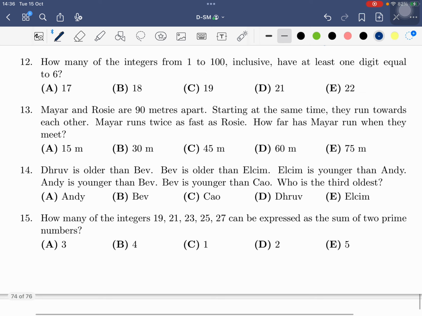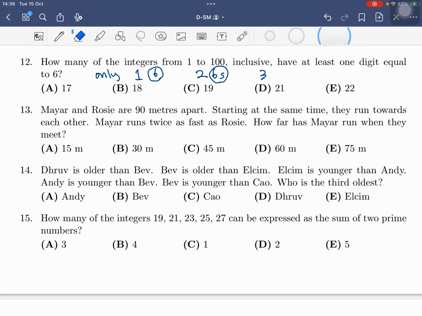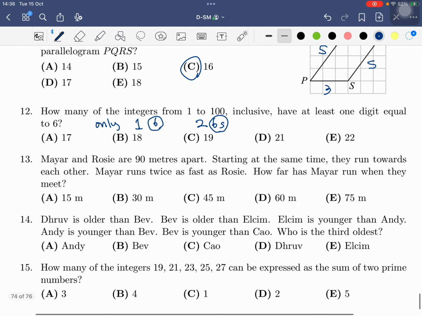How many of the integers from 1 to 100 inclusive have at least one digit equal to 6? Then we can think of numbers with only one 6, or two 6s, or three 6s. We cannot have any with three 6s. With two 6s, we have only 66. There are no more because this is until 100. So now we have only one 6. If it is one digit, we have only 6.